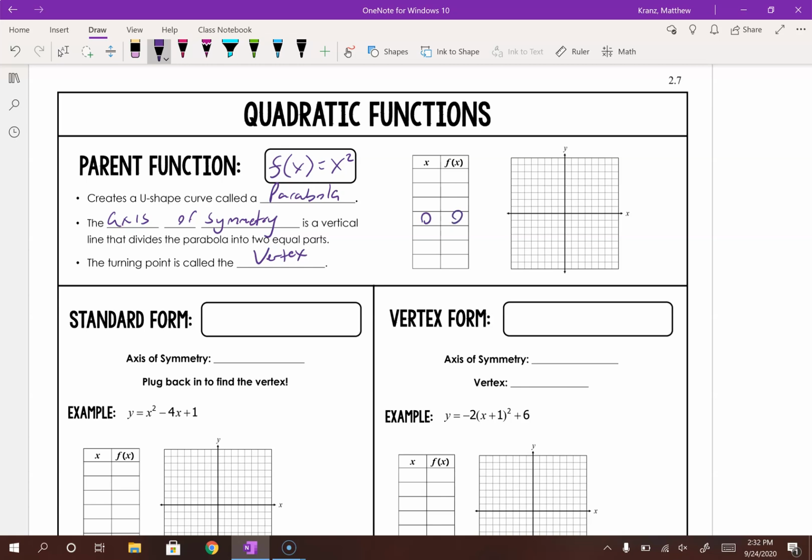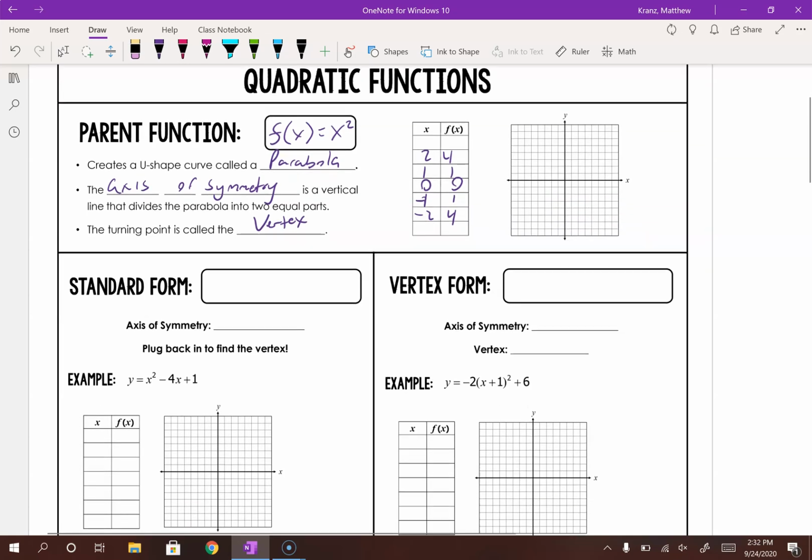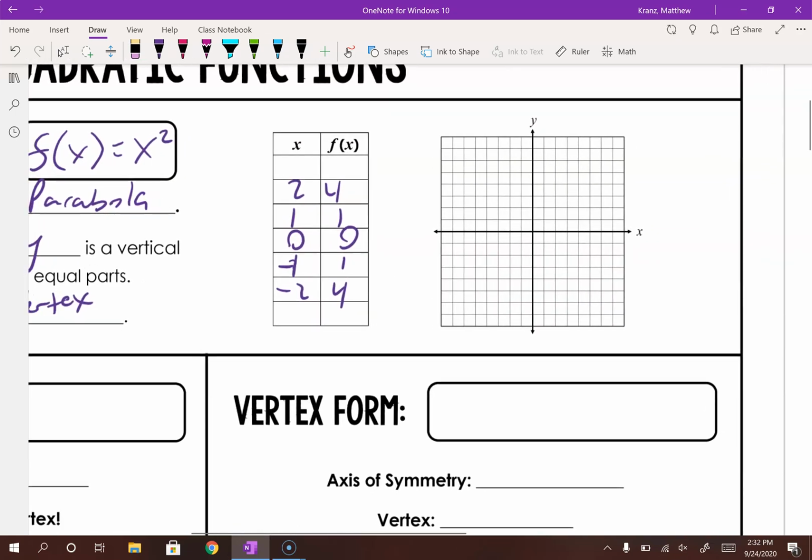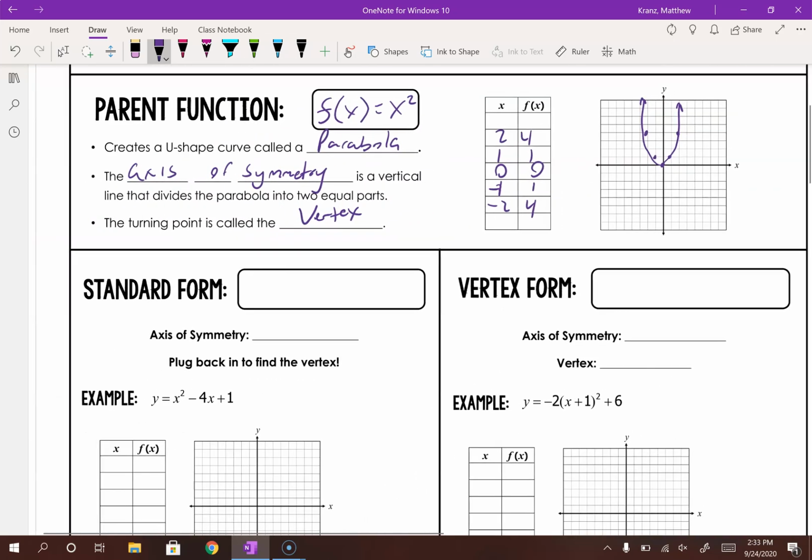Our vertex is 0, 0. So basically, we're just going to do 1 squared is 1 and 2 squared is 4. Negative 1 squared is 1 and negative 2 squared is 4. So now when we graph it, we have 0, 0, we have 1, 1, and 2, 4. Kind of like this.